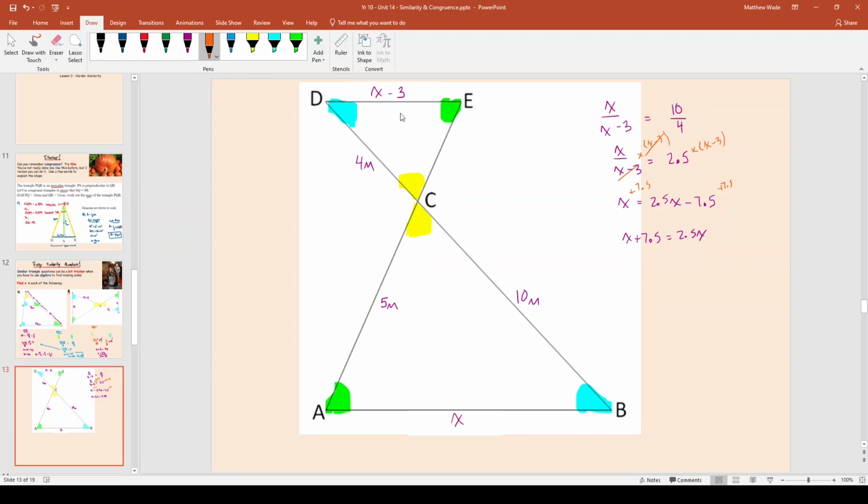2.5x. Then I'm going to take away x from both sides. Take x. And then we're going to get 7.5 equals 1.5x. And then it's going to be divide both sides by 1.5, 7.5 over 1.5. Calculator jobby now. 7.5 divided by 1.5. 5. So there you go. 5 centimeters, like an absolute boss.